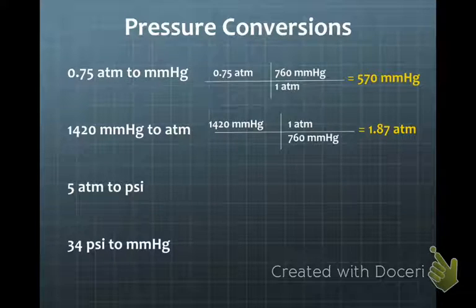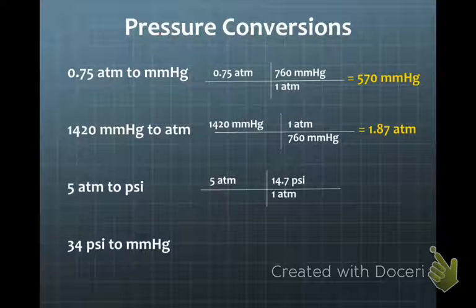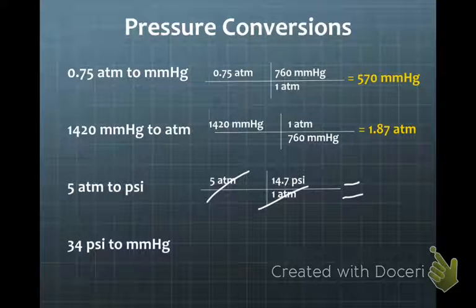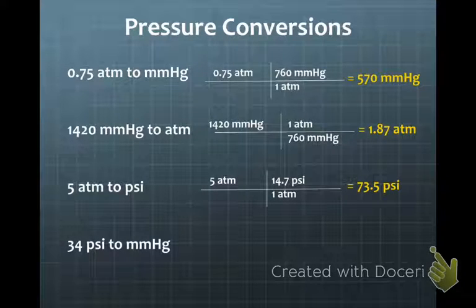Next, 5 atm to psi. I'm going to start with 5 atm. My setup looks like this. And then you will put 1 atm on the bottom right so that you can cross it off. Cancel it out. And then psi on the top. And that equals 73.5 psi.